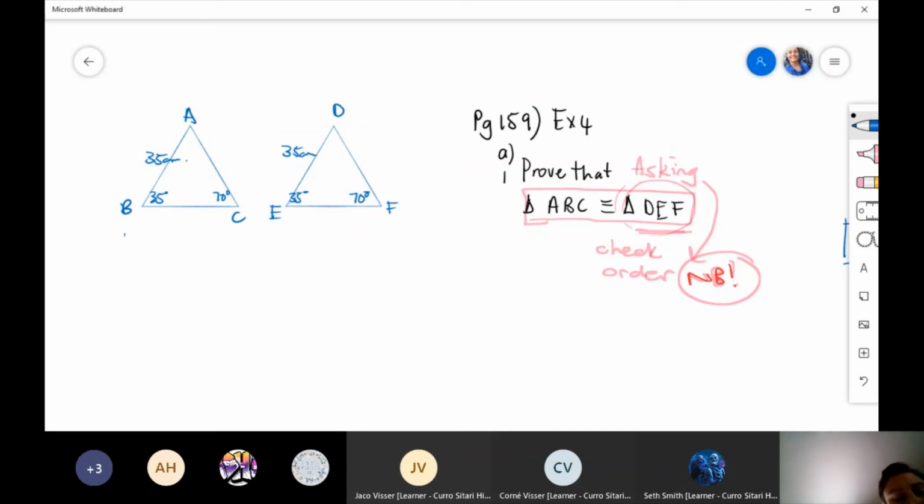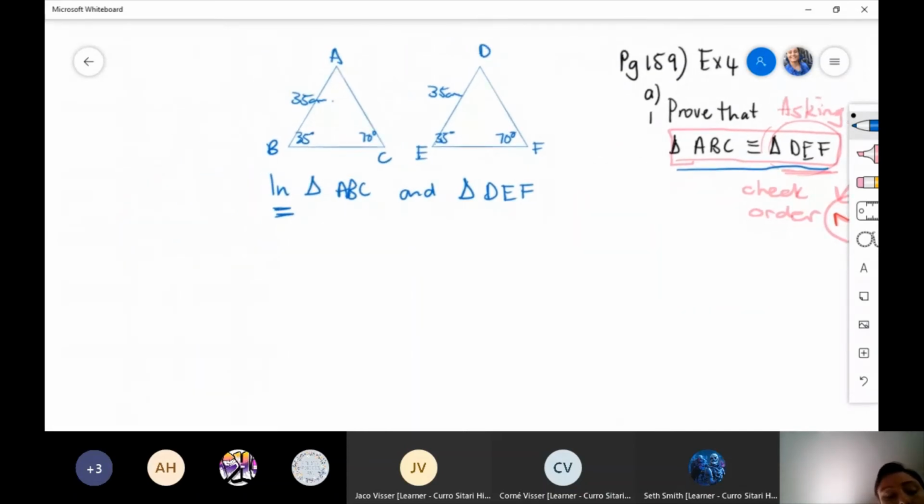Let's start in triangle ABC and triangle DEF. Your order here is not very important. Just write it down as it's being given, and make sure you follow our steps that we said. We said we must state 3 things. Write your number 1, 2, 3 down.